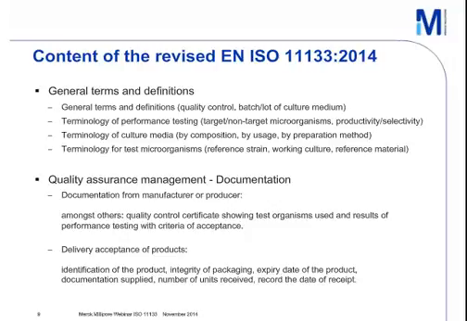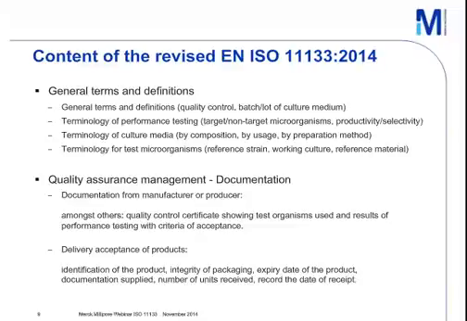The standard gives a wide chapter on general terms and definitions. These general terms and definitions include quality control, batch or lot of a culture media, as well as the terminology of performance testing. It defines what is a target and non-target microorganism. It defines productivity, selectivity. And it has parts on the terminology of culture media by composition, by usage, by preparation method. And it has a wide terminology for the test microorganisms. What is the reference strain, working culture, reference material.